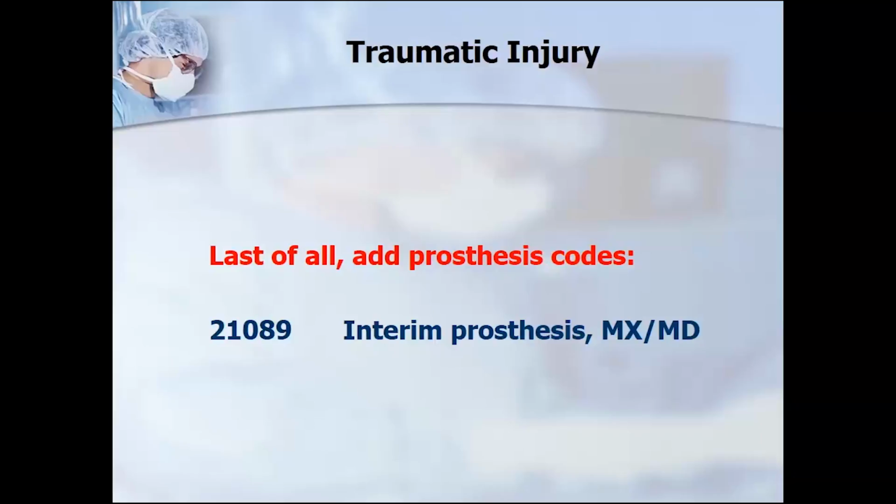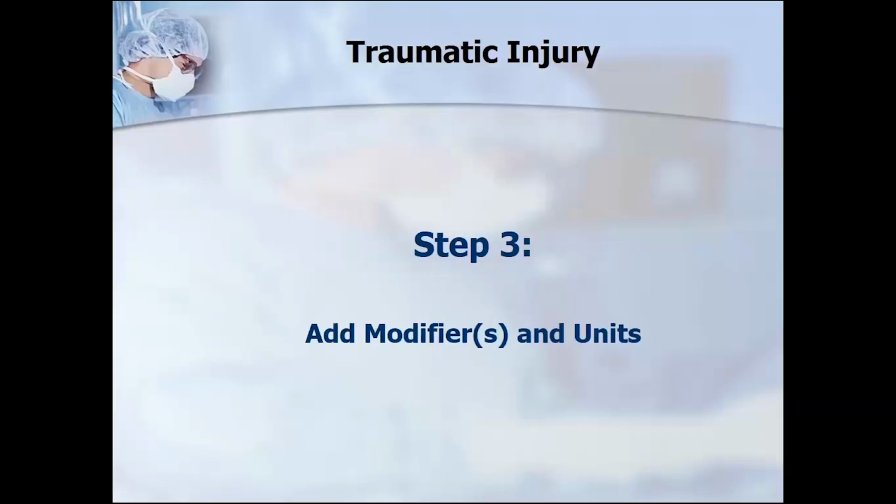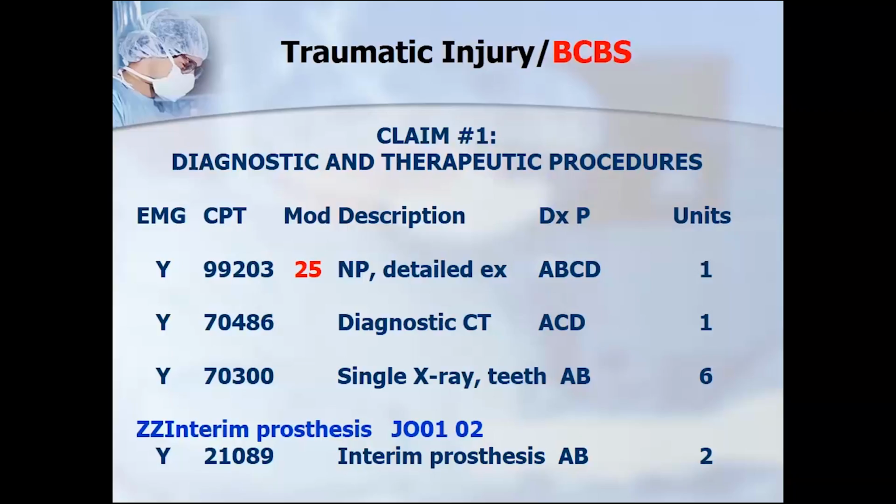So how does that look? We add the modifier and units. And this is what it looks like. So for the diagnostic and therapeutic procedures, remember, on each procedure line, we list the exam, the diagnostic CT, the radiographs, the prosthesis. Those are the diagnostic and therapeutic procedures.